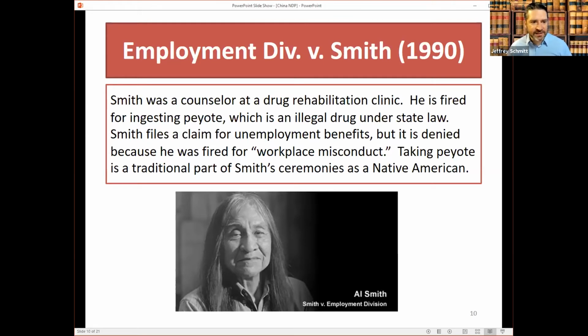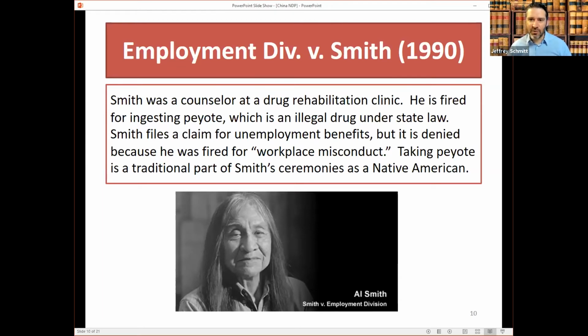So in the Schmitt case, there's a picture of Al Schmitt there. He's a Native American. He was a counselor at a drug rehabilitation clinic. And he is fired from his job for ingesting peyote. Now, peyote is an illegal drug.